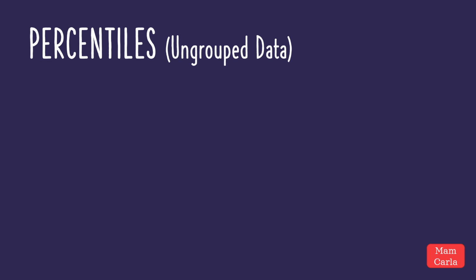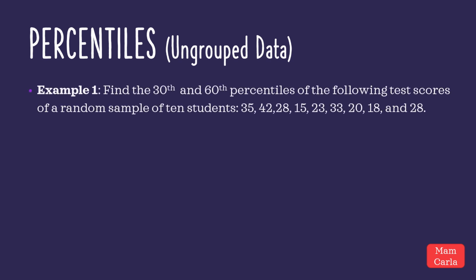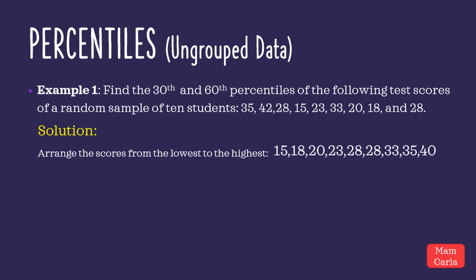Let us deal with the first example. Find the 30th and 60th percentiles of the following test scores of a random sample of 10 students. So first, we need to arrange the data from lowest to highest. And then, we count the number of data, or n, which is 9.